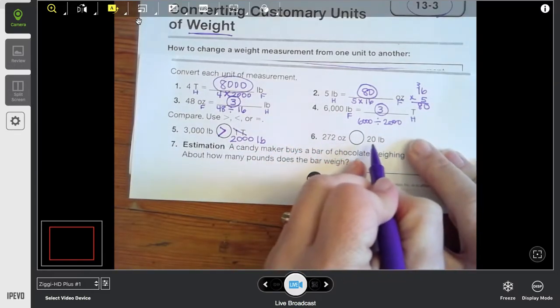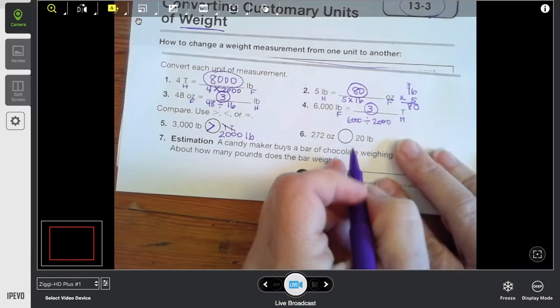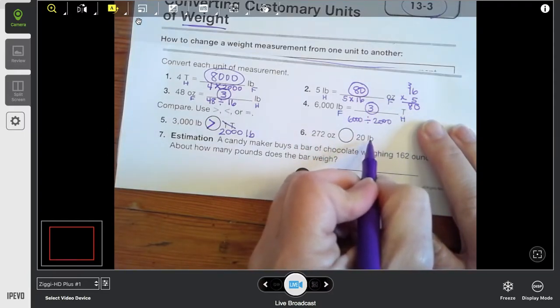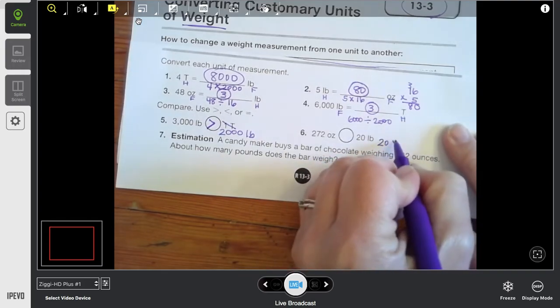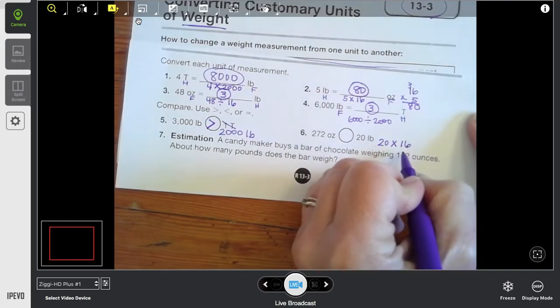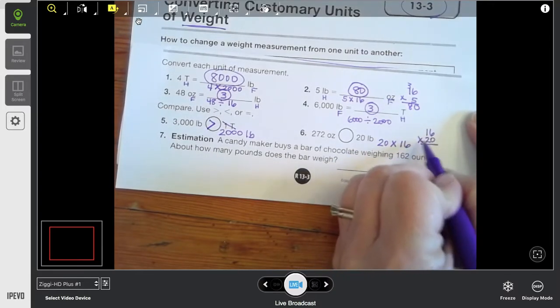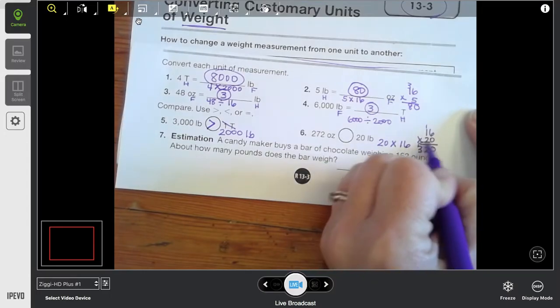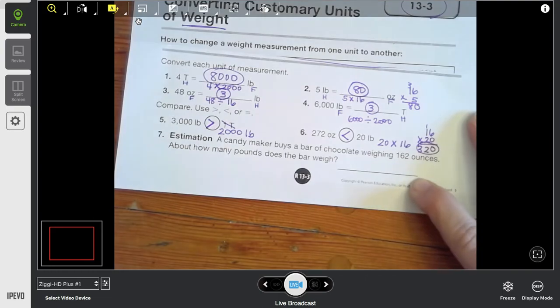272 ounces or 20 pounds. I can go one way or the other. I like multiplying better than dividing, so I'm going to go horse to fly. I'm going to take the larger measure, the pound, instead of the ounce, and I'm going to transfer those 20 pounds and multiply it by 16 ounces, which are in each one. And I'm going to transfer that over here so I can do it on the side. 320 ounces. Well, that's bigger than 272, so 20 pounds is larger.